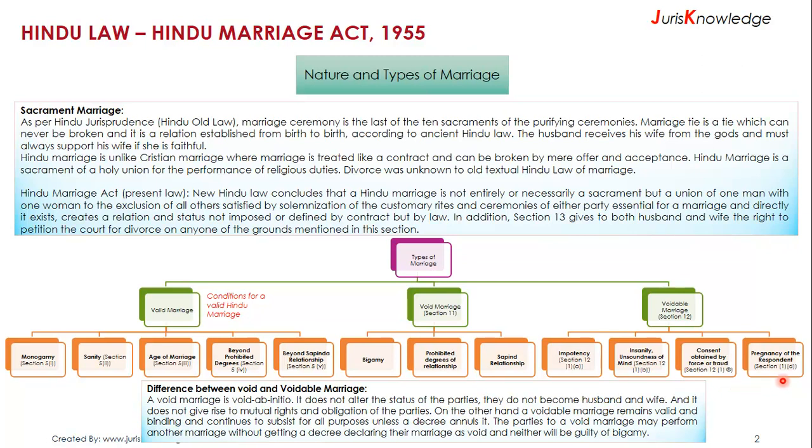The last is pregnancy of the respondent. Section 1D defines that the respondent was at the time of marriage pregnant by some other person other than the petitioner. Then that is one possible cause of a marriage being declared as voidable or void. So these are the nature and types of marriage under the Hindu Marriage Act 1955.